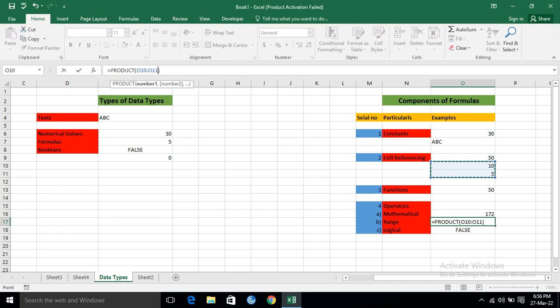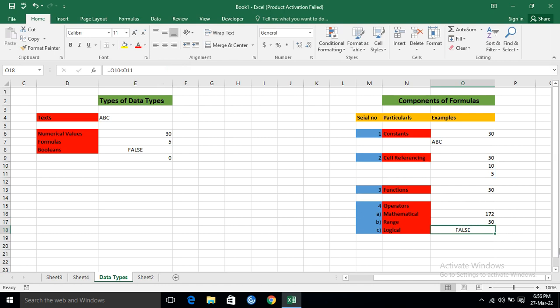And why is it a range operator? Because after entering equal to, after the equal to sign, we are feeding the function, and then after that we are separating the cells. So this semicolon part is a range operator.